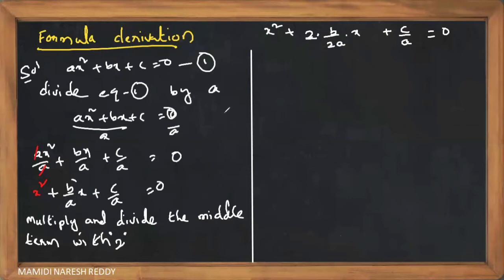So, children, x square plus 2 into b by 2a into x plus c by 2a.